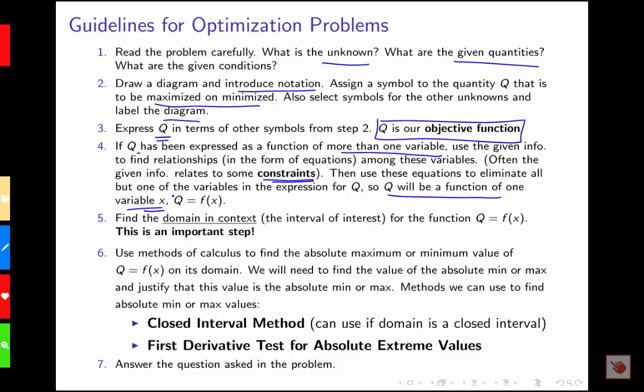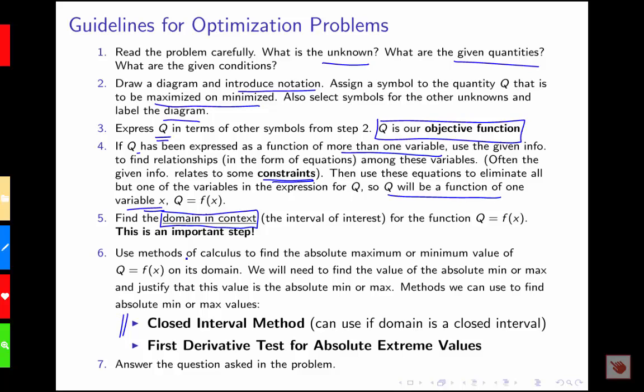After we've set up our equation, Q in terms of a single variable, we'll be interested in identifying what the domain is. If we recall back to some of the kinds of things that we've looked at earlier, like our closed interval method or our first derivative test, we were interested in minimizing or maximizing our quantity over some kind of interval. So we need to identify what that interval is by looking at what the domain of our function is in the context of our problem.